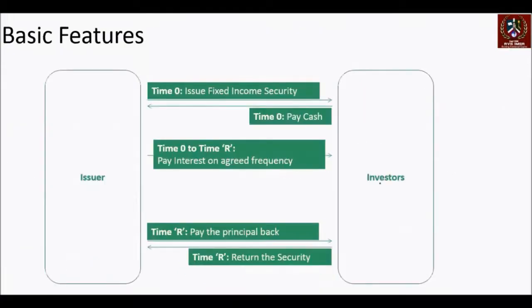Now let's understand the basic features of how this works. The company which is borrowing is known as the issuer. So the issuer is also the borrower. This person borrows the money. At time zero, this borrower issues a fixed income security to the investor, who is also the lender in this case. The money is being lent by the investor, right? The investor pays cash at this time zero to the company, or the borrower, or the issuer, right?